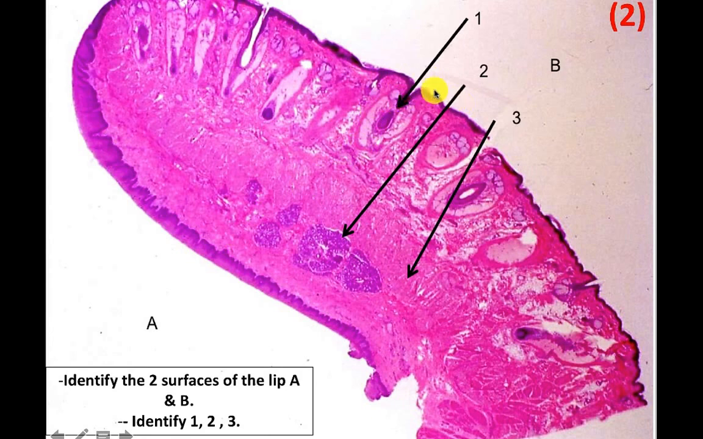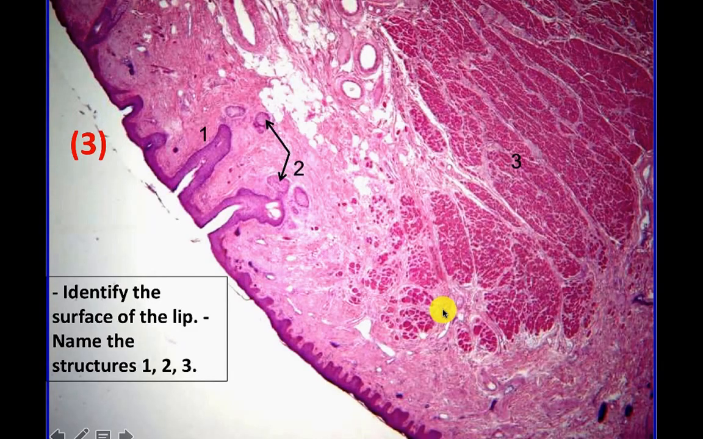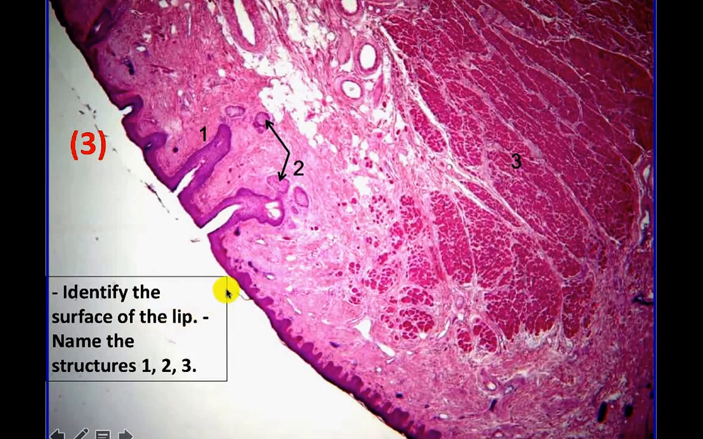How did you know? By the presence of the hair follicles. And the mucous membrane, you know it by the presence of the labial glands, the mucous labial glands. And then we have number 1, this is the hair follicle. Number 2, it is the labial glands. Number 3, it is the skeletal muscle, which is orbicularis oris.